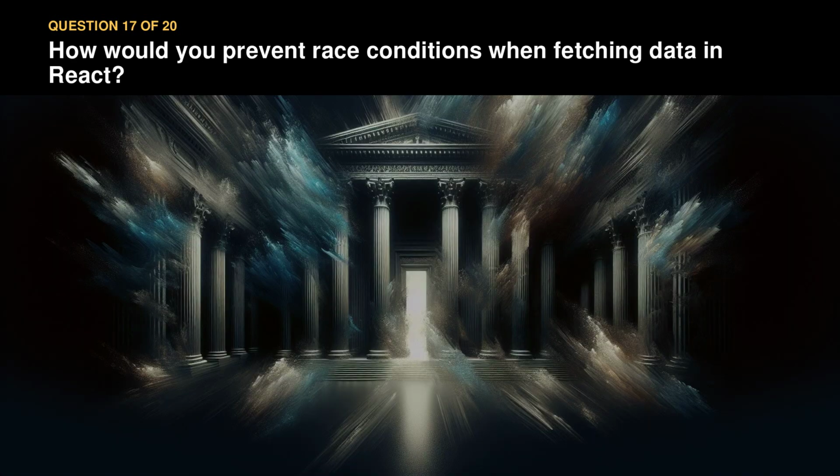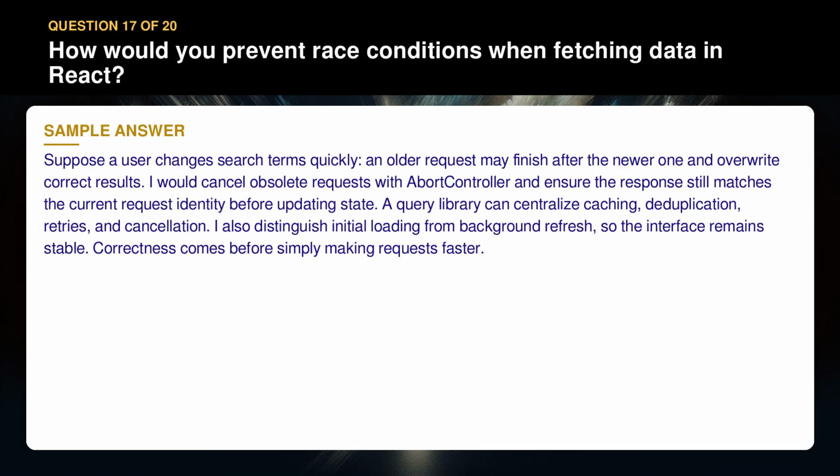Question 17. How would you prevent race conditions when fetching data in React? Suppose a user changes search terms quickly. An older request may finish after the newer one and overwrite correct results. I would cancel obsolete requests with abort controller and ensure the response still matches the current request identity before updating state. A query library can centralize caching, deduplication, retries, and cancellation.